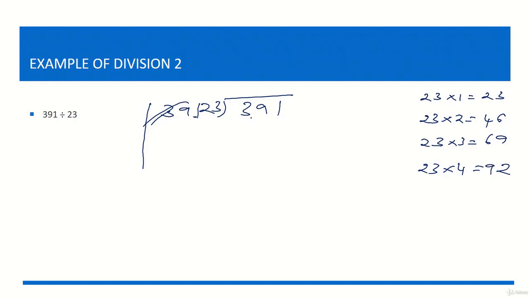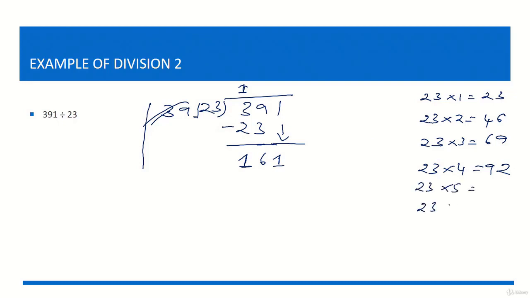Now let me divide 391 by 23. 23 ones are how much? That is 23. So subtract now. 9 minus 3 is 6, right? 3 minus 2 is 1. Correct? Right, 16. Now bring down 1 here. Now let us check out 23 fours, and let me go with 23 fives.